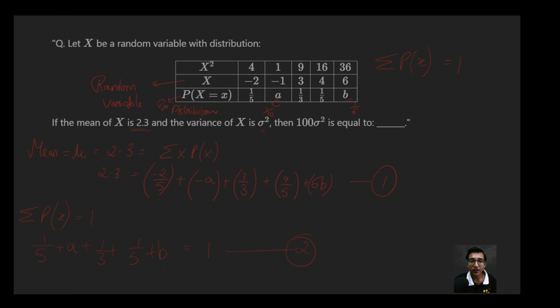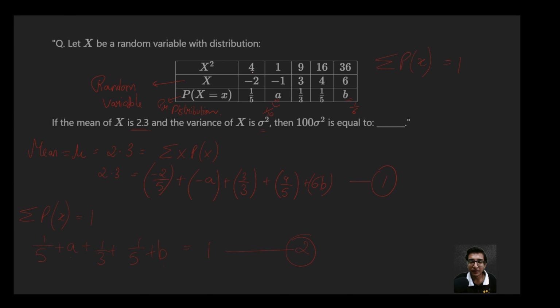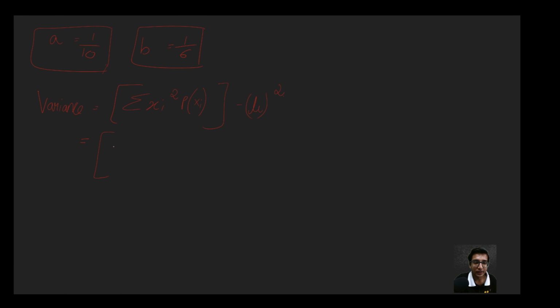Now we have to find out the variance. Again, we had studied the formula for variance. It used to be summation xi square P(xi), and this entire thing has to be minus mu whole square. So xi square has been given to us. Even had they not provided us with x square, we could still have calculated it. It would have just been the square of x. So you can see they are corresponding. Minus 2 square is 4, minus 1 square is 1, 3 square is 9, 4 square is 16, 6 square is 36. So similarly, in that way, now let us calculate this.